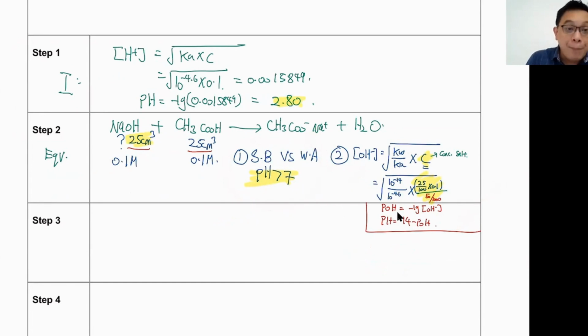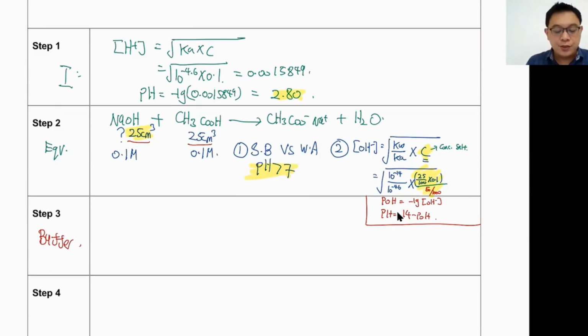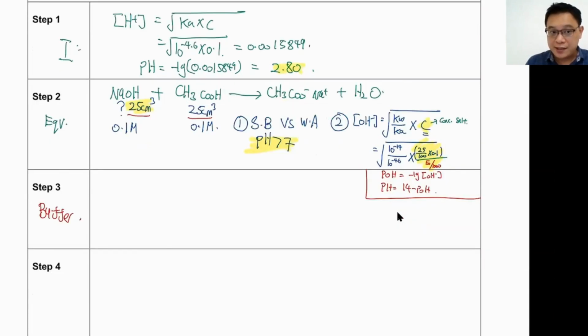Step 3 is buffer. Now this is not a normal buffer. This is a maximum buffer capacity. So there are 2 different types of buffer that can exist. One is weak acid with a strong base. The other one is strong base with a weak acid. I know that my weak acid is in the conical flask. So this is a strong base added in. Strong base added in, what do I use?